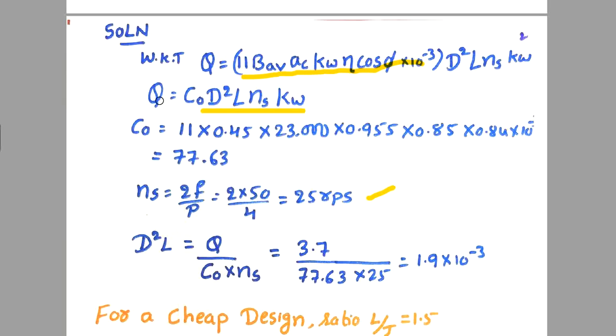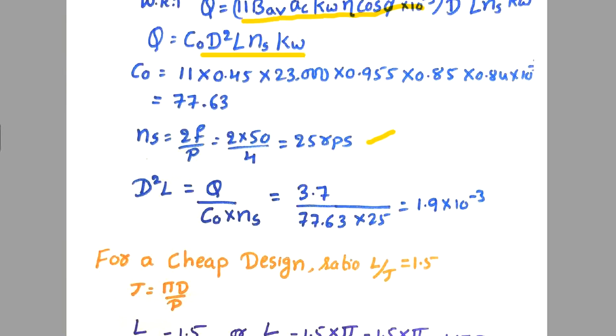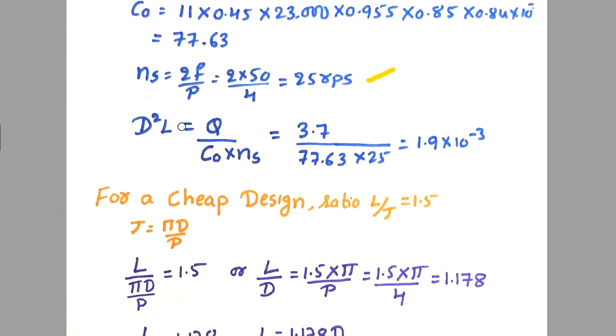Now, in this equation, I know the Q, I know the C naught, I know the NS. Now I should find out the product D square L. After simplification, D square L equals Q by C naught into NS. After applying all the values, you will get D square L equals 1.9 into 10 raised to minus 3 meters.